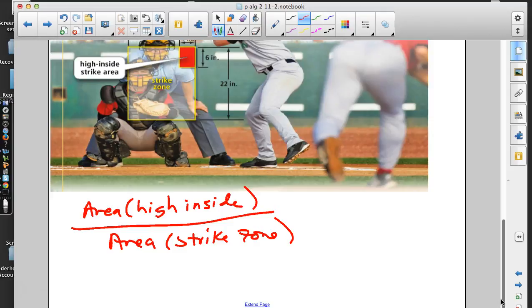So without scrolling up there, I'm checking to make sure that everything's in the same units, that they didn't do some in feet and some in inches. And everything here is all in inches. And the little high inside area is 4 by 6. So the area of that is going to be 4 times 6. What numbers should we use for the area of the entire strike zone? 17 and 22.